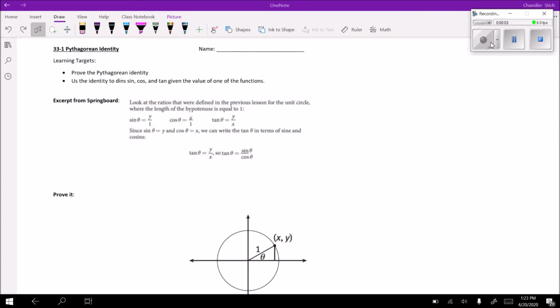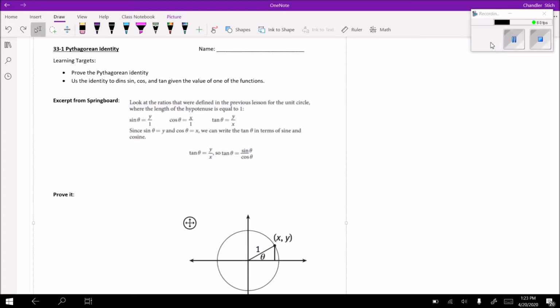Okay, 33-1, the Pythagorean identity. We have two learning targets: prove the Pythagorean identity, and then our second learning target, which has some bad grammar and spelling: use the identity and sine, cosine, and tangent to solve given the value of one of the functions. So essentially, we're going to find the identity, and then use that to solve for sine, cosine, and tangent. That's what that mess of a sentence says.